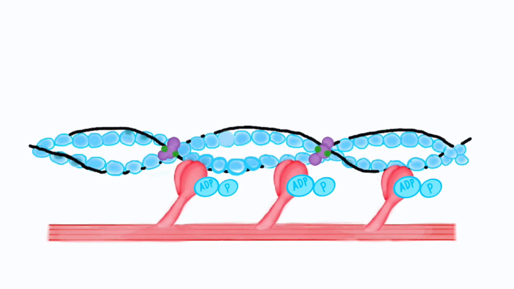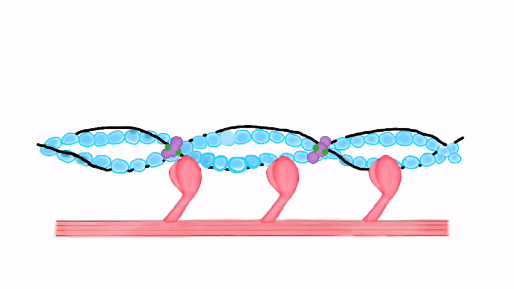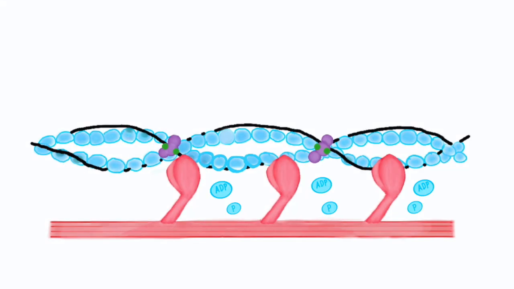Attachment occurs when the cross bridge with the floating ADP and P attaches to actin. When the actin and myosin interact, a release of energy goes to the globular head, tilting it and propelling the actin, which releases the ADP and P. This is called the power stroke.